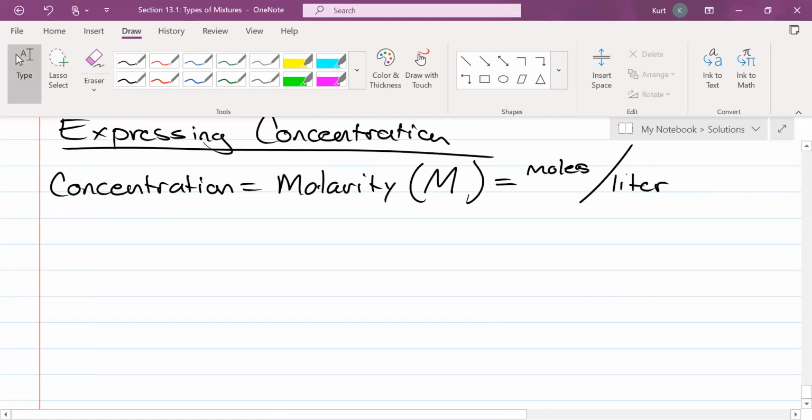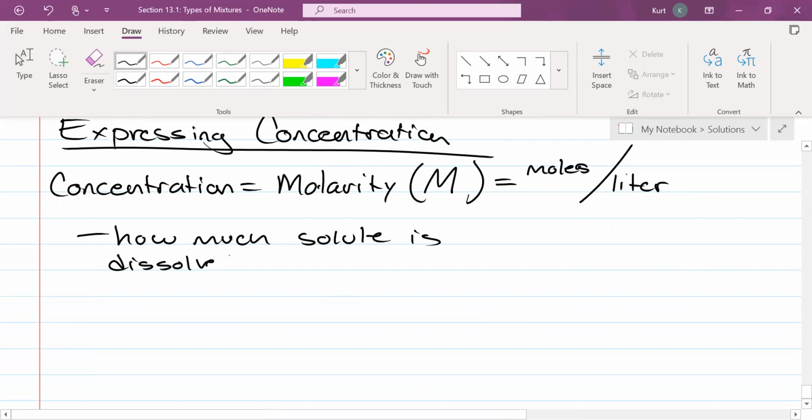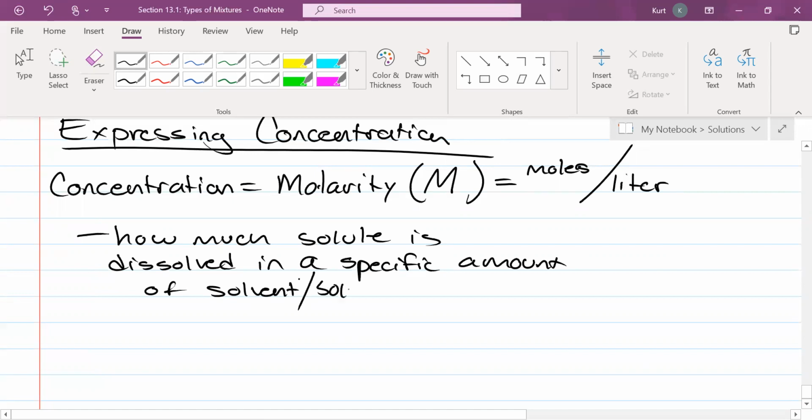So just to give you an idea of how this does come up in other classes. The definition of concentration is how much solute is dissolved in a specific amount of solvent or solution. So again, this is moles per liter.